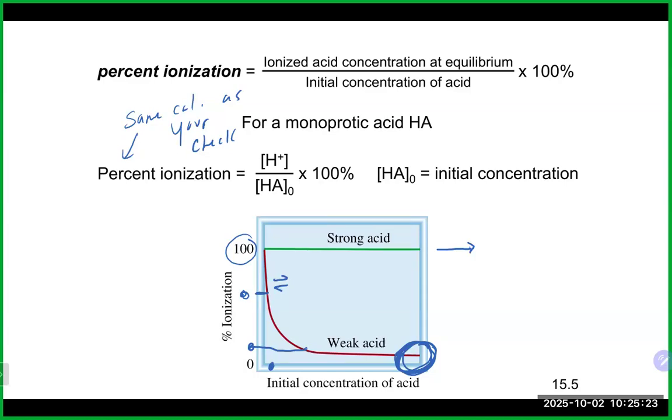So if you want to calculate percent ionization of an acid or a base, for a base, it would be the concentration of hydroxide over the initial concentration of the base. So it works kind of the same way. You could just plug and chug into there.